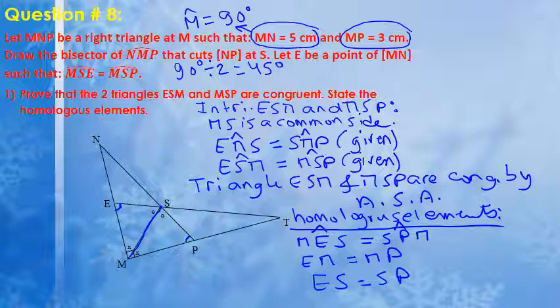Now we should draw ES, which will cut MP at a point T. They will intersect at T. We should prove that triangle SPT and triangle SEN are congruent.